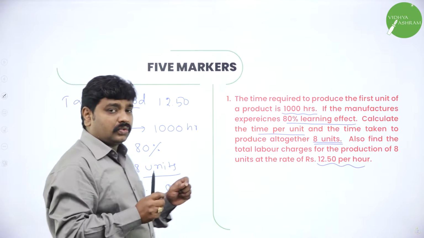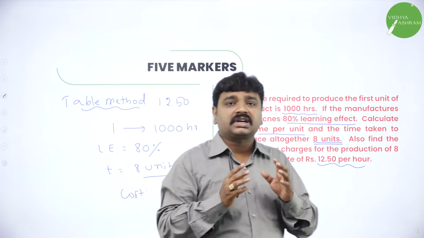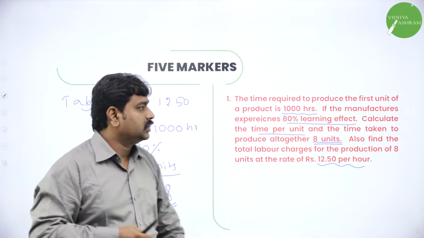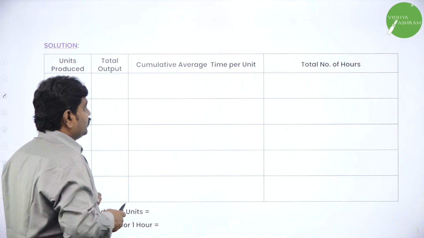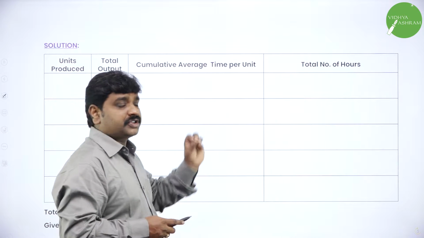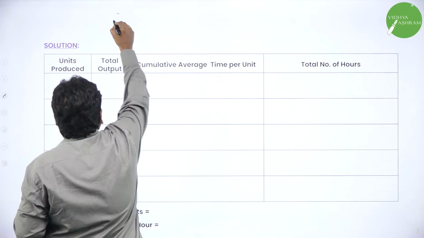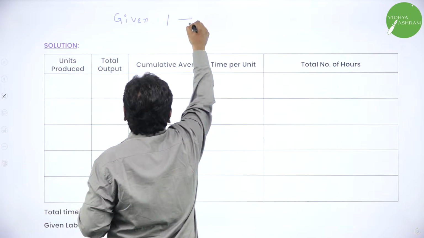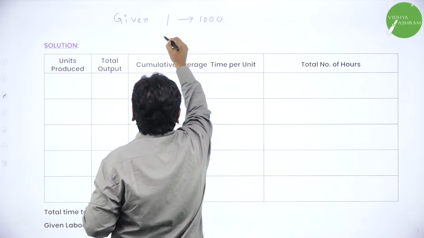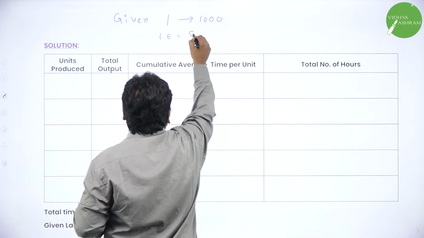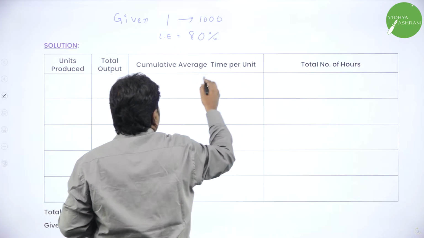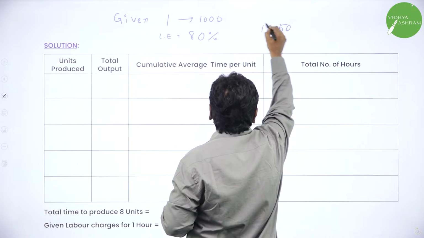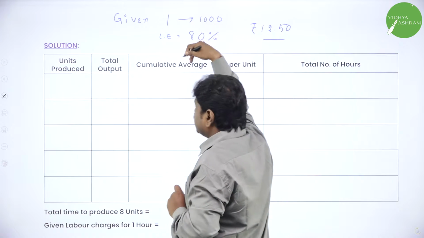So, now using all these things we construct table. First you should know what are the entries of the table. Solution starts like this. Before I solve, first we will write what is given. They have given for first unit, time for first unit is given 1000 hours. And learning effect LE, learning effect they gave 80% and also they gave cost per hour. Cost per hour is 12 rupees 50 paise per hour.